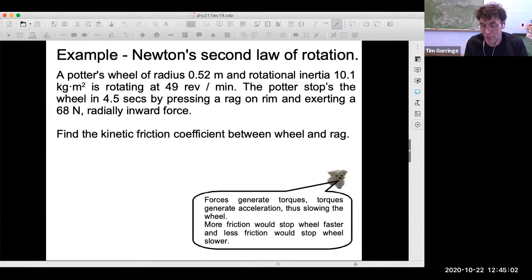We're told then that the potter, I'm the potter, right? I'm going to stop the wheel, and I'm going to stop that wheel rotating in 4.5 seconds. The way I'm going to stop it is that I'm going to apply a wet rag to the rim, push a rag on the rim, and that will slow it down by frictional force between the wet rag and the rim. And we're actually going to go on and calculate the coefficient of friction in this situation. And so that's the plan here.